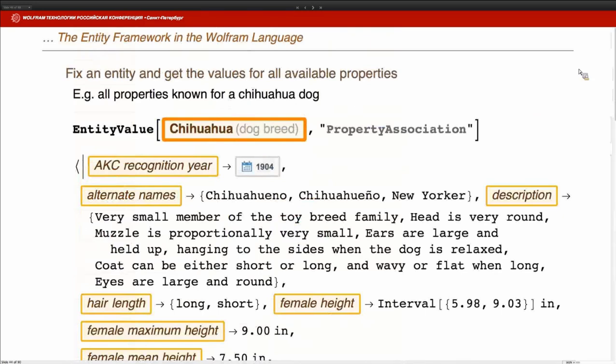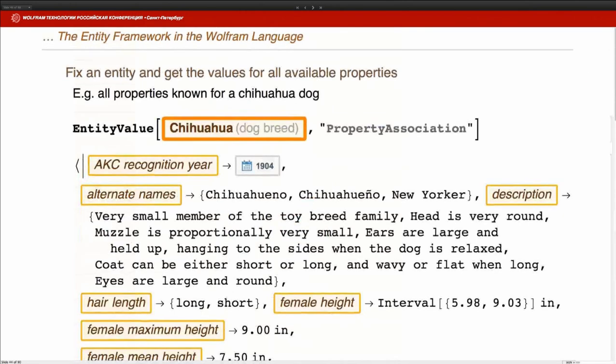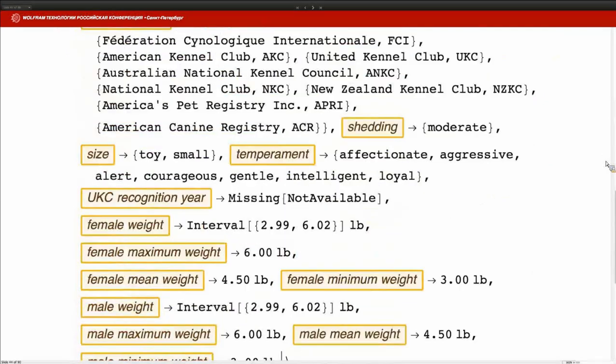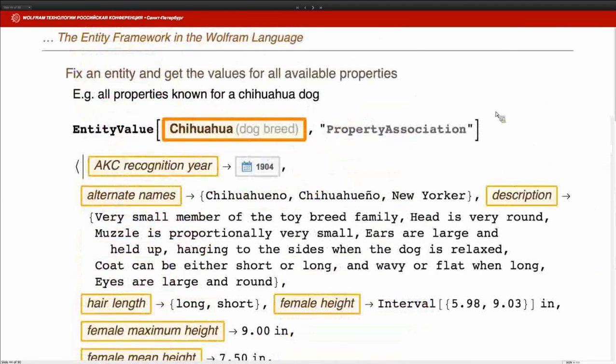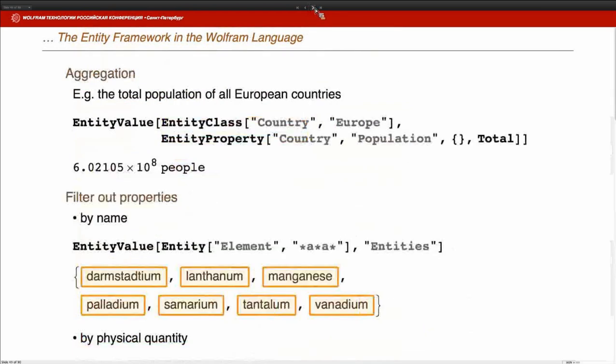You can also fix the reverse, fix the entity, look for their properties, and get everything again. So here, for a single cat. I didn't put everything in the data set because it would have been too big. And then we can aggregate.